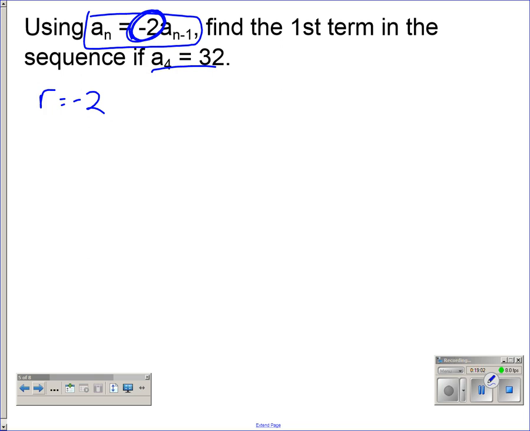Okay. So finding the first term, it's still helpful to know our explicit formula here, which again was a sub n equals my first term times my rate to the n minus 1. Hopefully you have that readily available.